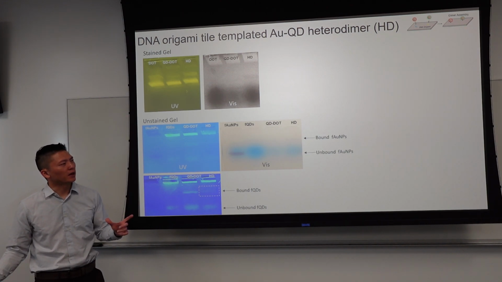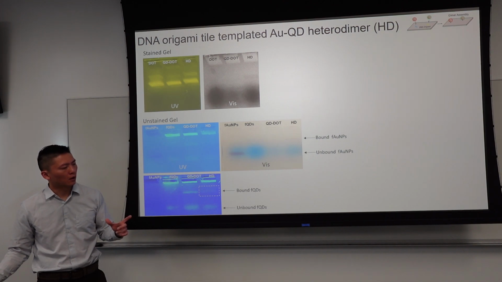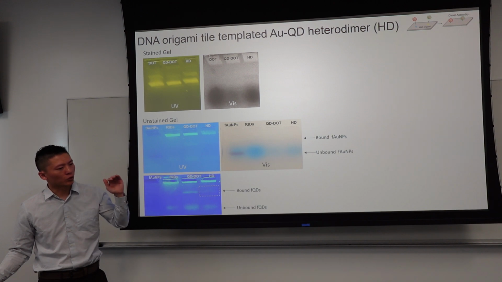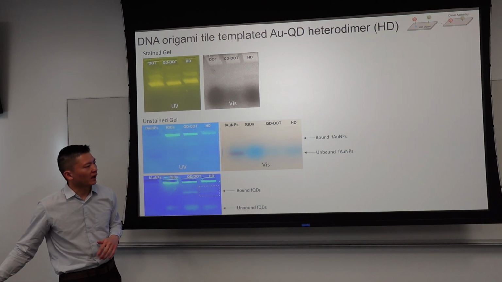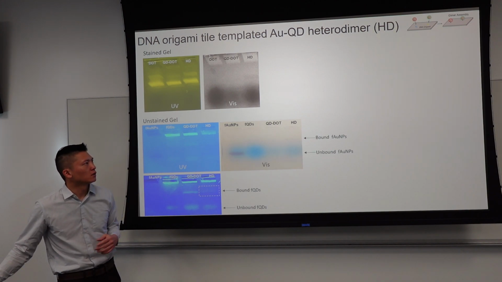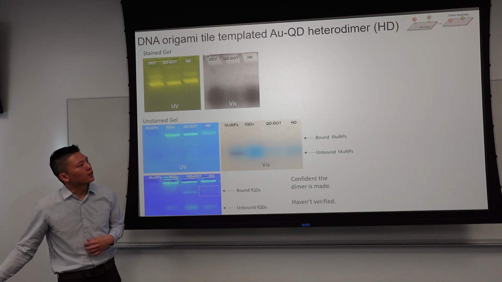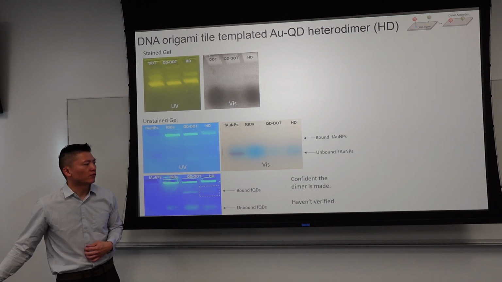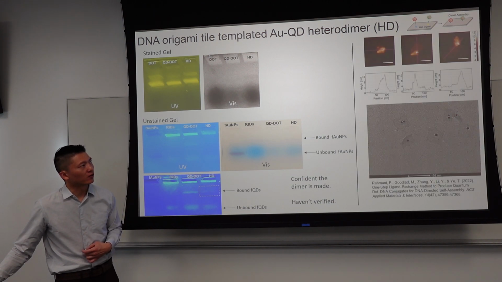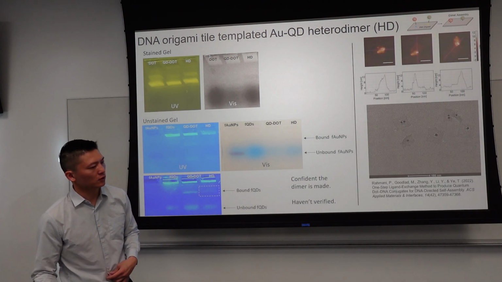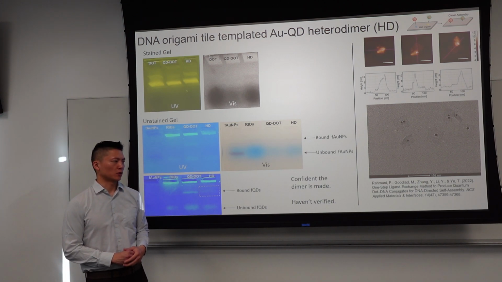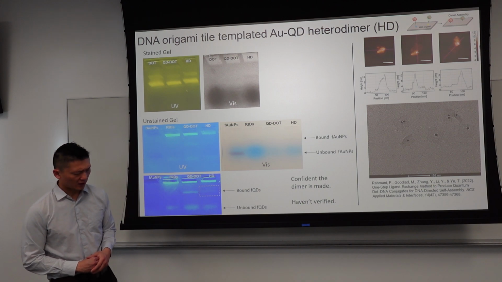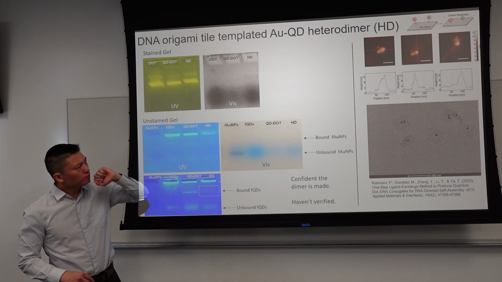And also the quenching might not be 100% because I think Ramini showed that the quenching efficiency may not be 100%. Anyways, I'm pretty confident the dimer was made. I just haven't verified it. Currently, I don't have skills in transmission electron microscopy or SEM, scanning electron microscopy.